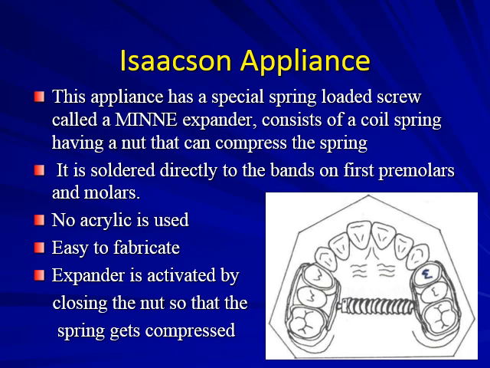The Isaacson appliance consists of a special spring called a mini expander that is soldered to the bands on the first premolar and the first permanent molar of the maxillary arch. The mini expander consists of a coil spring and a nut. To activate the appliance, we turn the nut to close on and compress the spring, producing expansion forces on the posterior teeth.